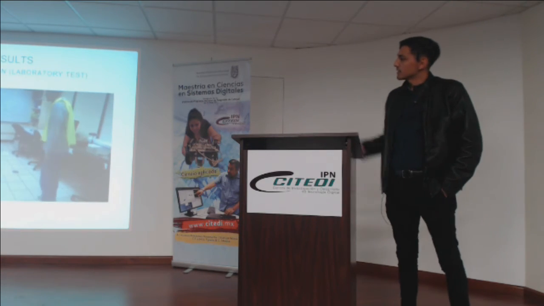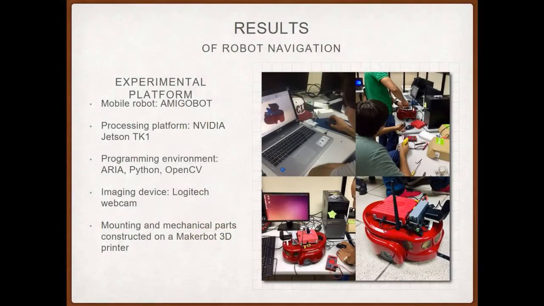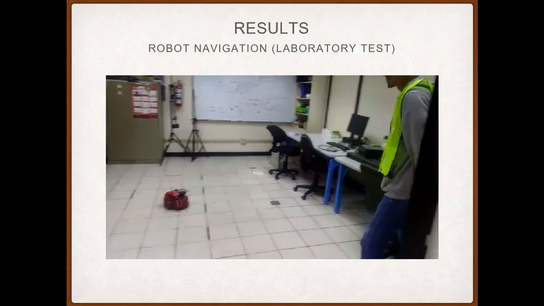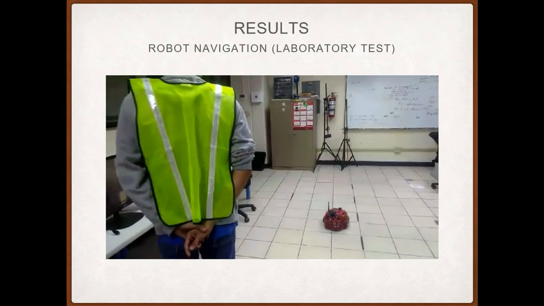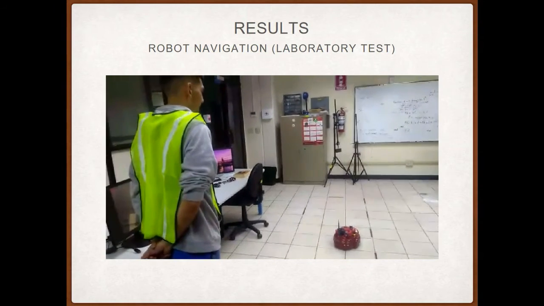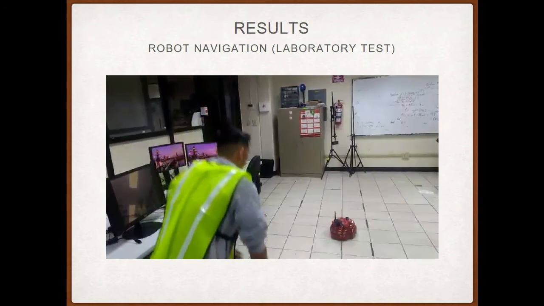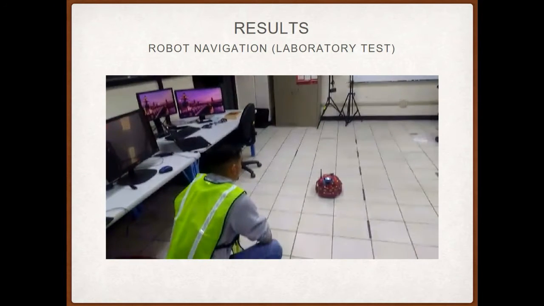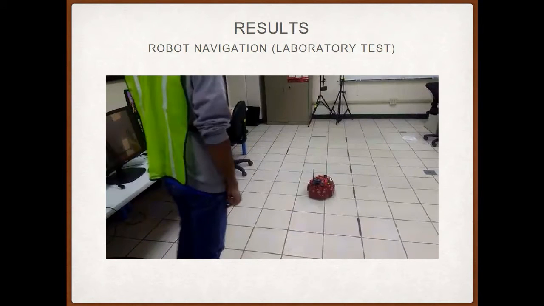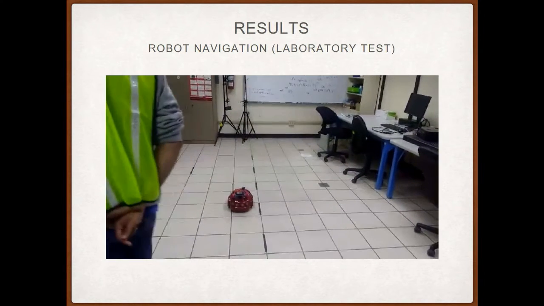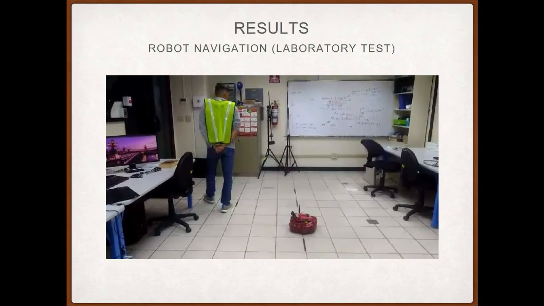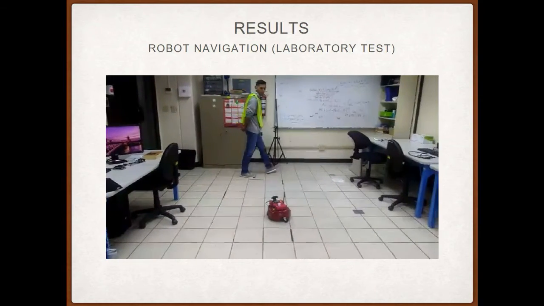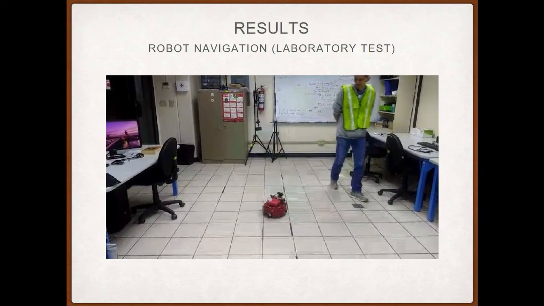We made this test inside the laboratory. As you can see, the robot is tracking the vest, the jacket, and the tracking is based on the color and the shape of this vest. It has a simple PID that allows us to control the movement of the robot.